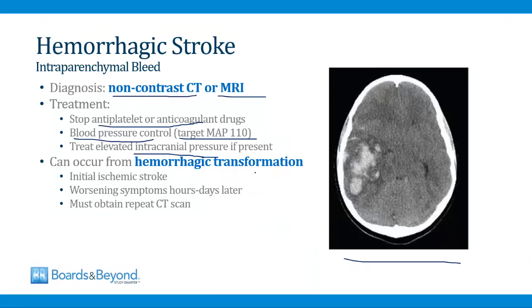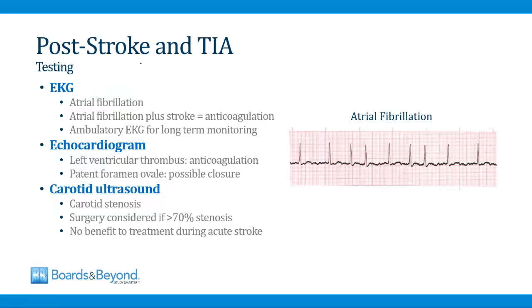And then I mentioned this earlier, but I just want to emphasize this point because it's important. Hemorrhagic strokes can occur due to hemorrhagic transformation of a stroke that is initially ischemic. This will present as worsening symptoms hours or days after a patient develops an ischemic stroke, and you need to obtain a repeat CT scan anytime a stroke patient has worsening symptoms. And one of the reasons for that is because although the initial stroke may have been ischemic, it can convert to a hemorrhagic stroke.